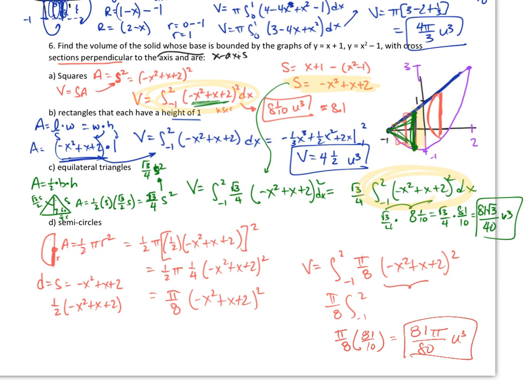So that was it, and hopefully this review has helped. Go back, you can take a look at some of the things I did for the semicircles, equilateral triangles, and rectangles, so hopefully those will help you because those are the most common shapes that we're probably going to see. The squares, the equilateral triangles, and the semicircles for cross-sectional area. All right, good luck on your test coming up.